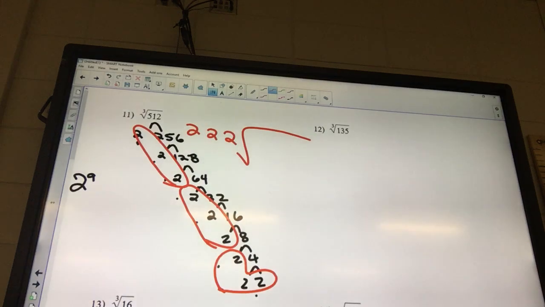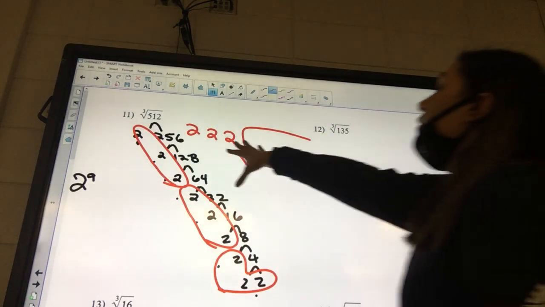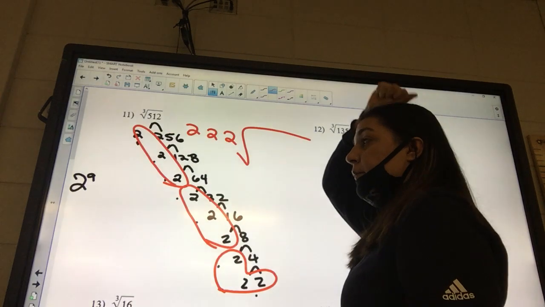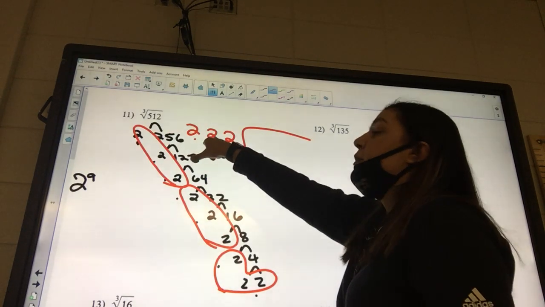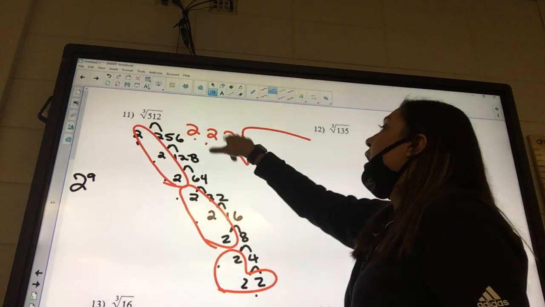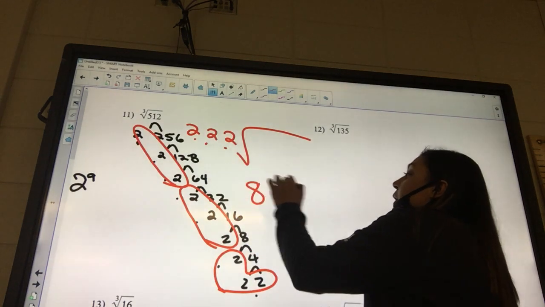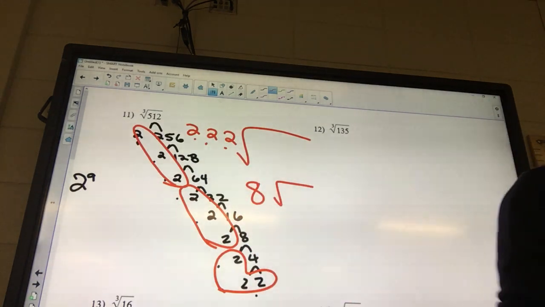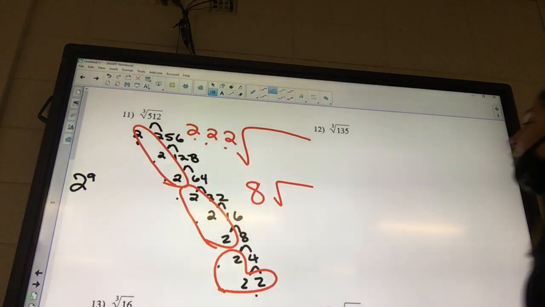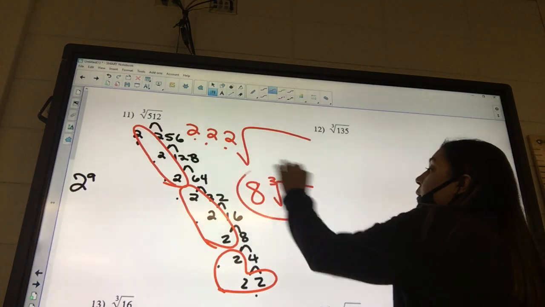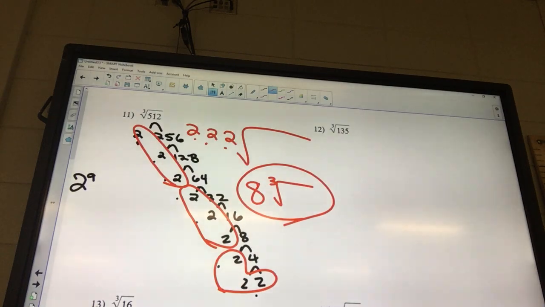Remember we just talked about this. So is there any 2, 3, 5, or 7 left up there? No. Then all that means is everybody can go. So what do we do with the 2s on the outside? Multiply them. So 2 times 2 times 2, 8. 8 square root of nothing. Okay? And then we still need to put this 3 here, but that's what it's going to look like.